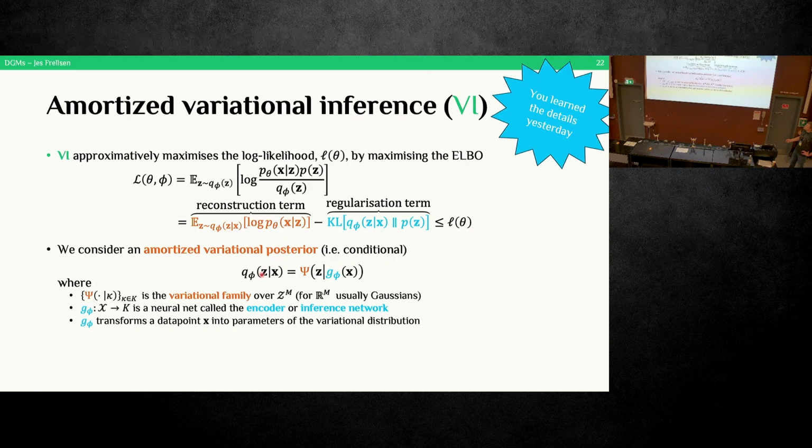And it's amortized, and that means that our variational distribution here is actually a parameterized distribution that's conditioned on the x, and we're free to choose any variational family, any family of distributions, but we usually use a Gaussian for the variational distribution. And then we have a neural network in there again. We have the g network here, which is called the encoder or the inference network. The role of this inference network is that we take a data point, we put it into the encoder, and then it transforms the data point into parameters of our variational distribution.